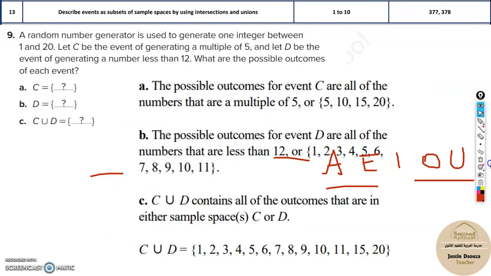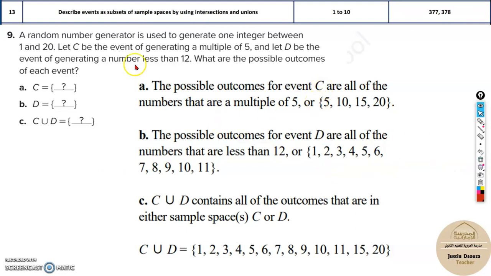They're all straightforward. And over here you can see a problem about integers from a random generator. You need to find the number; total numbers are 1 to 20. And what are the multiples of 5? Multiples of 5 are 5, 10, 15, and 20. And then the other event is numbers less than 12. So it'll be 1, 2, 3, 4 until 11. Because it's less than 12, don't include 12.